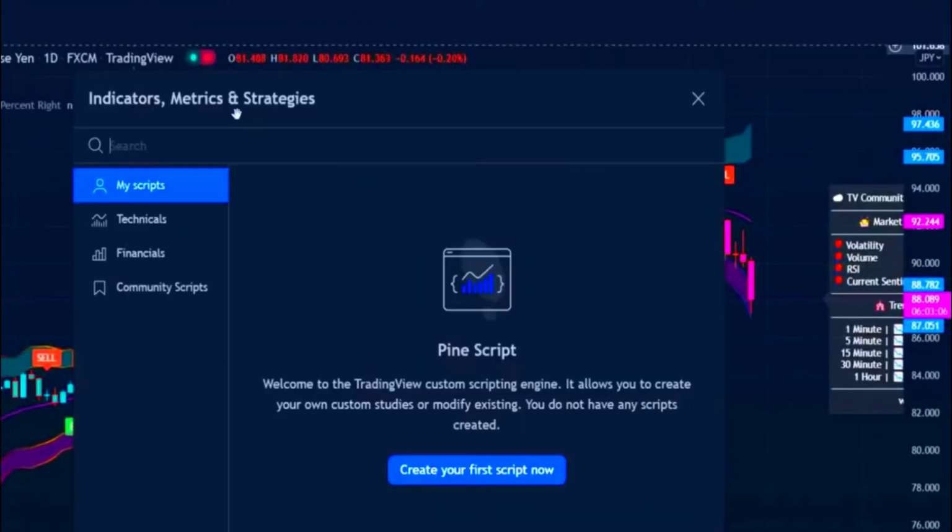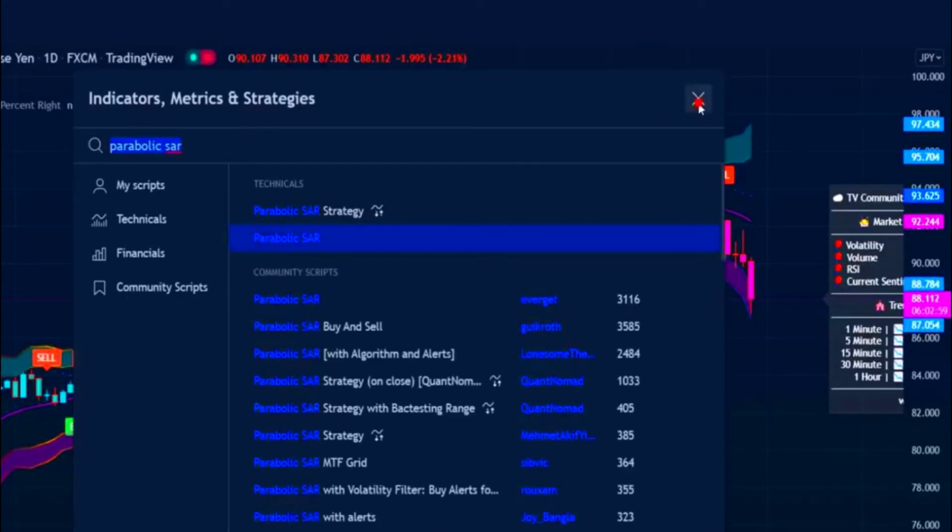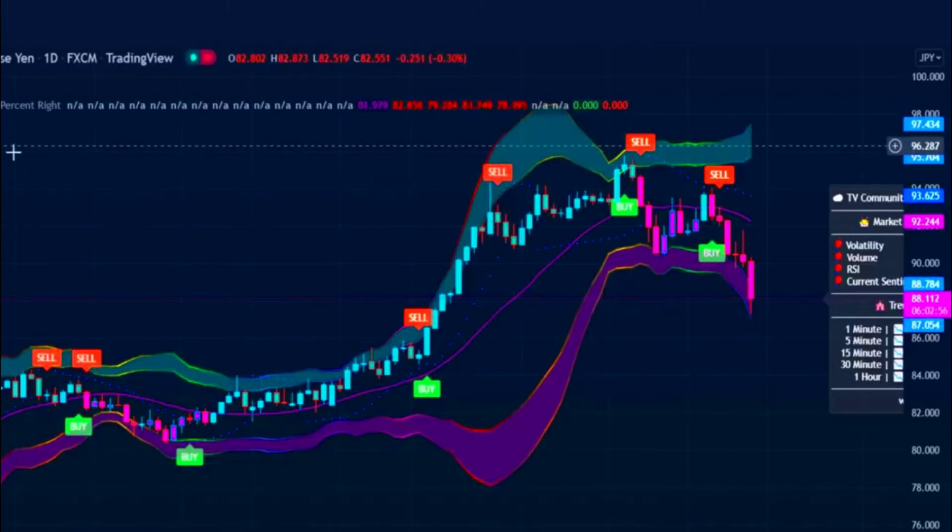Let's go to the first indicator. We have to search Parabolic SAR in the search box of Trading View. And click on the Parabolic SAR option. Add this indicator to the chart. We have used this indicator before but this time it is different.